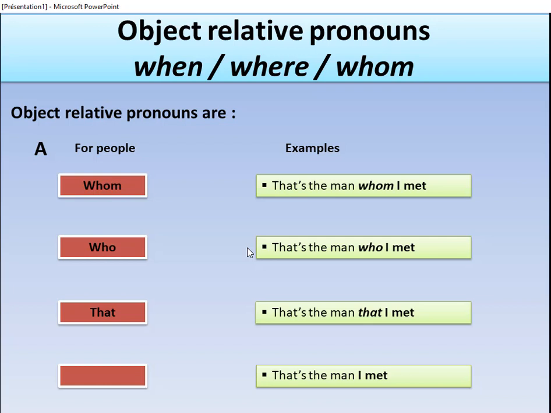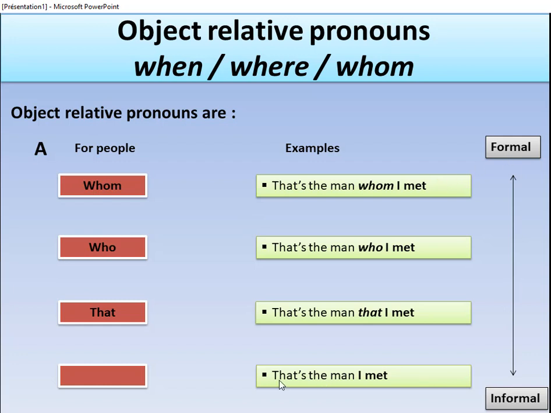The difference between whom, who, that, and no pronoun is that whom is more formal. When we say formal, we mean when we talk about professional relationships, or when you address your teacher or your supervisor or your colleagues at work, colleagues with a higher hierarchy, not just like you. So this is how it will look, from up to down, formal to informal.